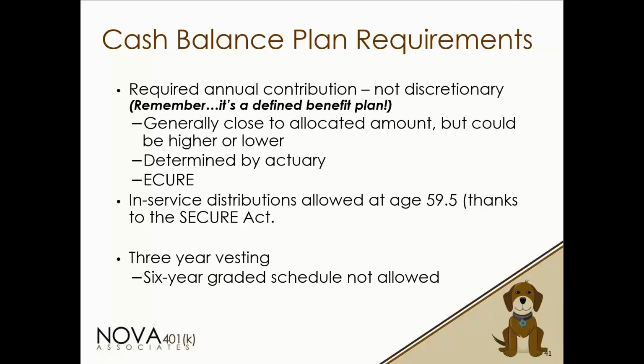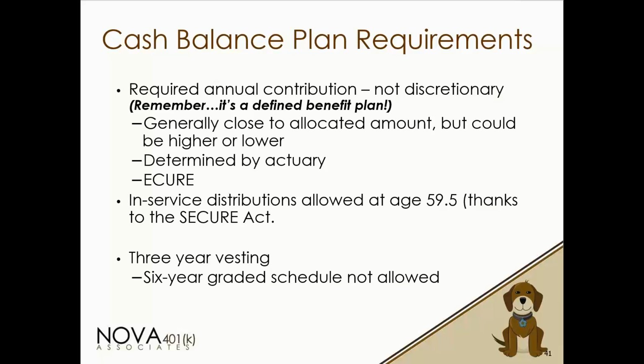Cash balance plan requirements: required annual contribution, not discretionary. Remember, it's a defined benefit plan. You've got to make that contribution by September 15th. The annual contribution is generally close to the allocated amount, but could be higher or lower. So, for example, if you set up a plan where the benefits are about $200,000 a year, the contribution is going to be about $200,000 a year. In a traditional defined benefit plan, it can be much lower, much higher. But in the cash balance plan, whatever the owner signs up for is pretty much what it's going to be every year.